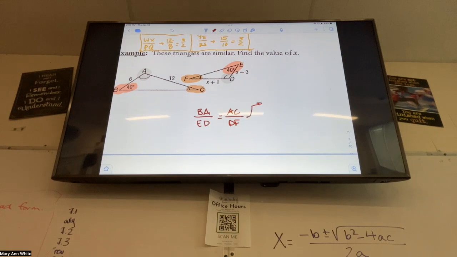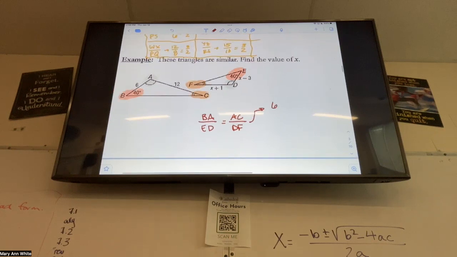So BA equals what? Good, over ED, which is X minus 3. Good. And then AC is good, and then DF is X plus 1. Good. How do you solve that? You do the cross multiply. Go. Do it.